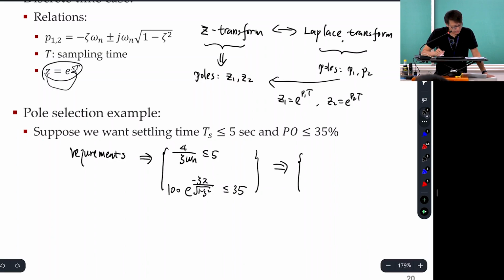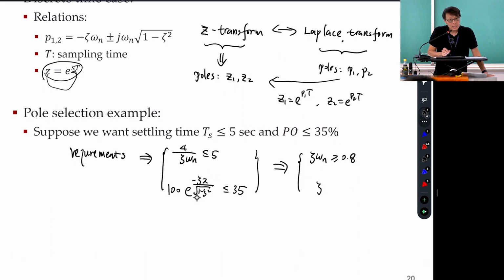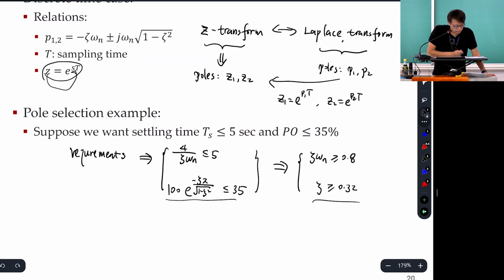But I can simplify these inequalities like zeta omega n should be bigger or equal to 0.8. That's easy to calculate, right? And zeta, in this case, is just a nonlinear function of zeta. It's actually monotone. I think I did some numerical approximation, so we can pick arbitrary values that satisfy these two conditions.